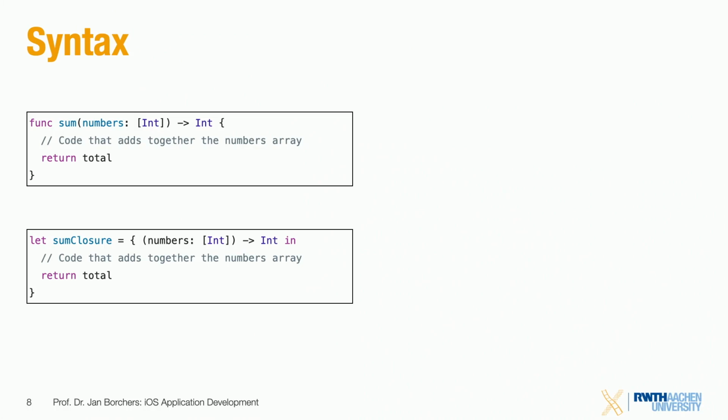So when you want to read it, I sometimes use this to make it clear to myself why it says "in" here. You could say, well, this closure uses these parameters, like the int array of numbers, and it uses an int return value in the following code. And that's how you can imagine it. It's my personal way of reading it, to see why it says "in" at this point.